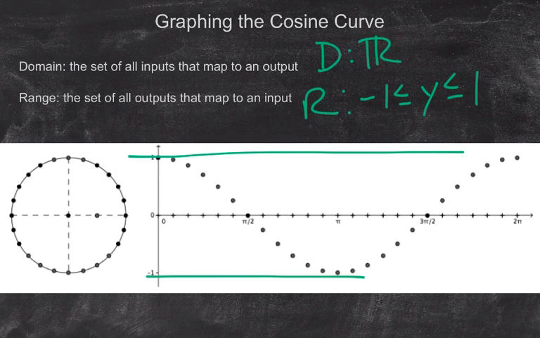We'll talk about transforming sine and cosine graphs in part 6, and in part 5 we'll graph the tangent function. So be sure to check those out and do the practice problems.